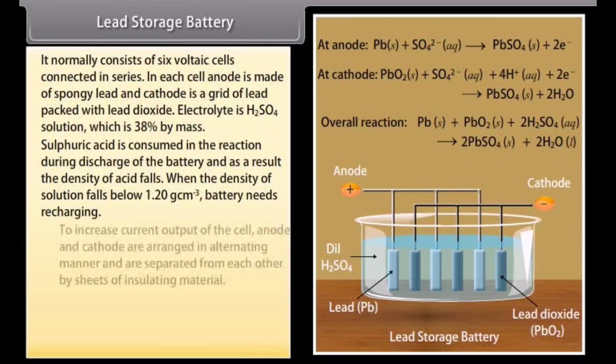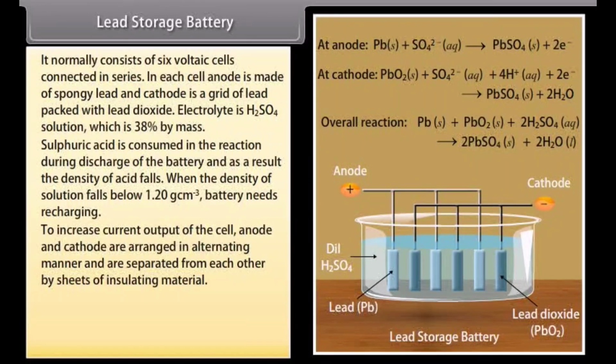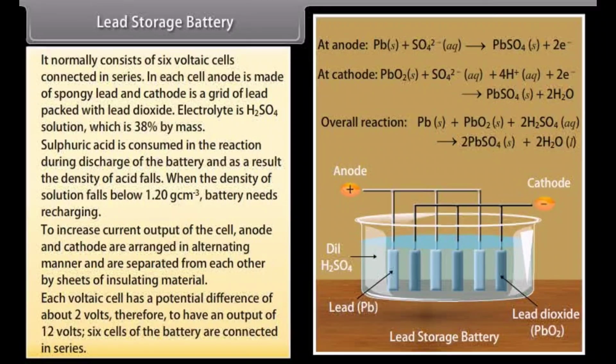battery. To increase current output of the cell, anode and cathode are arranged in alternating manner and are separated from each other by sheets of insulating material. Each voltaic cell has a potential difference of about 2 volts. Therefore, to have an output of 12 volts, 6 cells of the battery are connected in series.